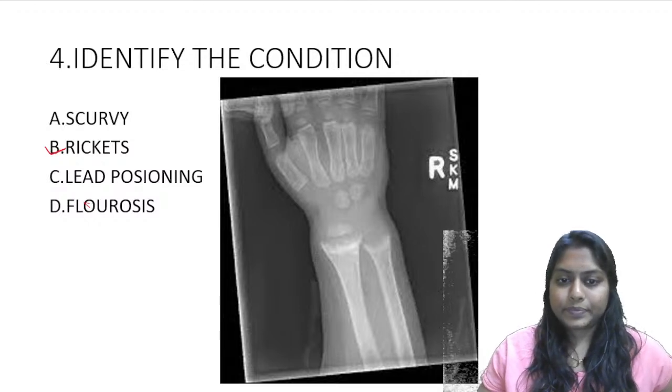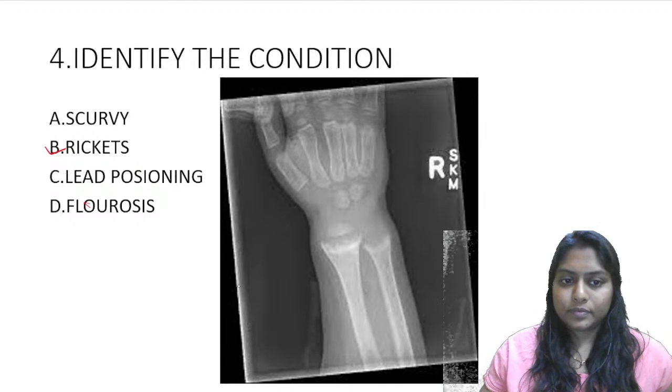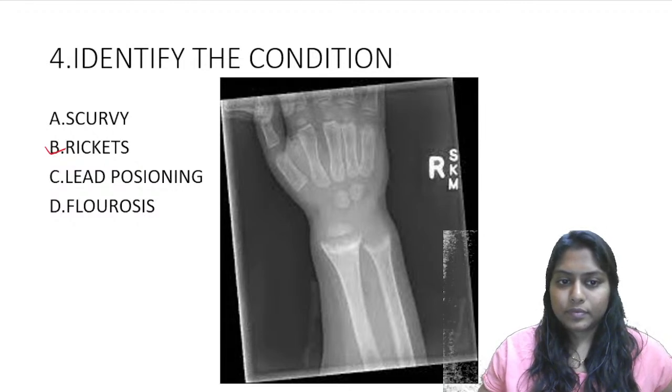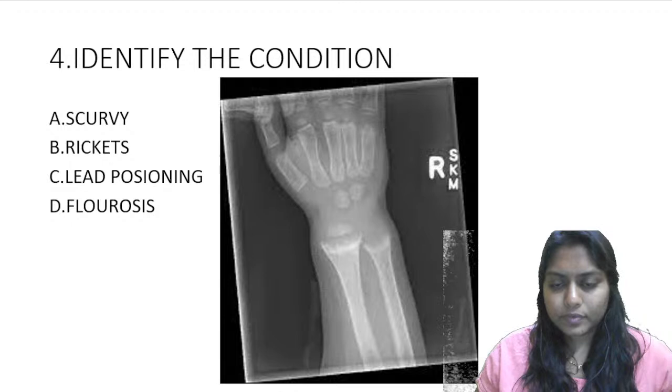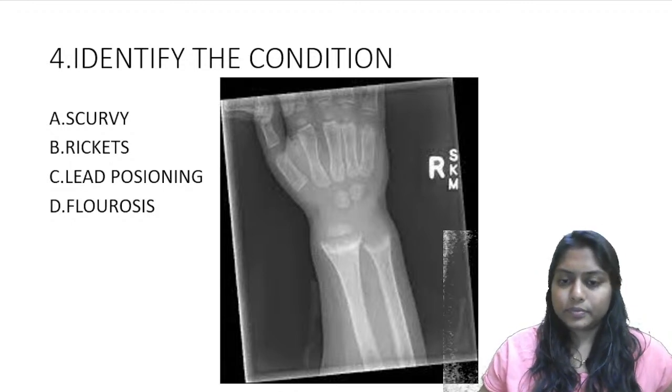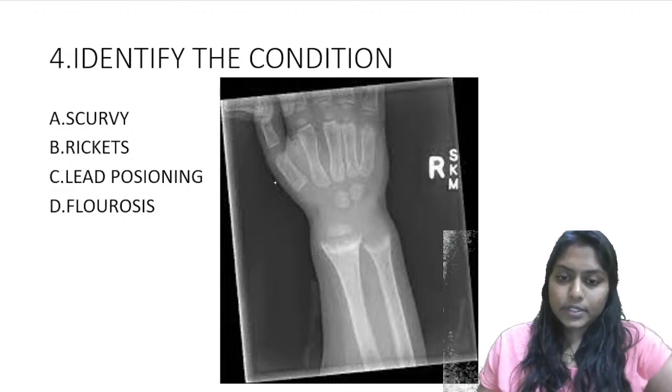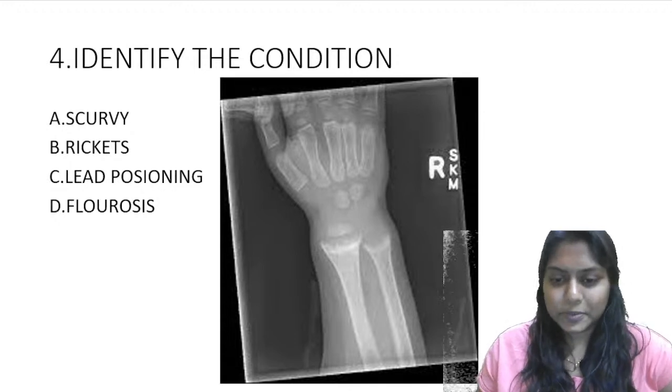And in short, you need to say that bowing of the diaphysis occurs with thinning of cortices. Thinning of the cortices will be there in rickets.